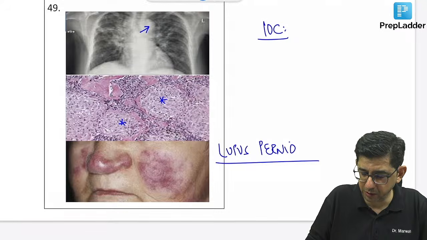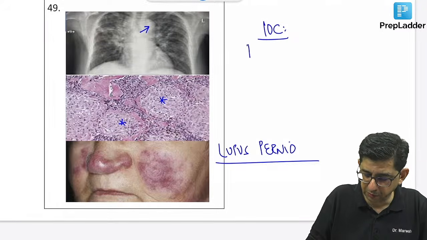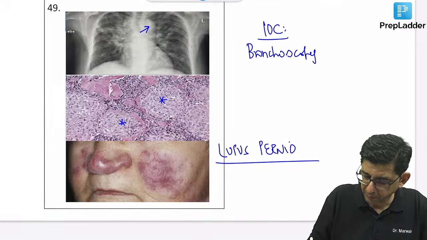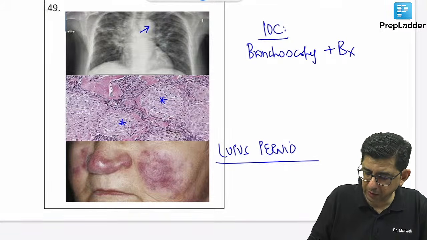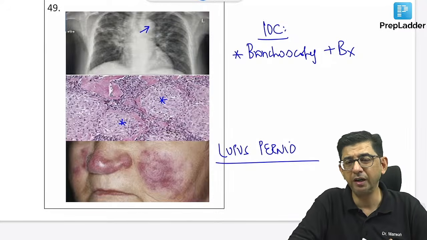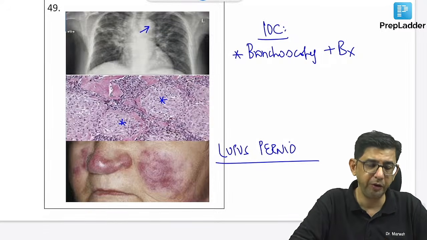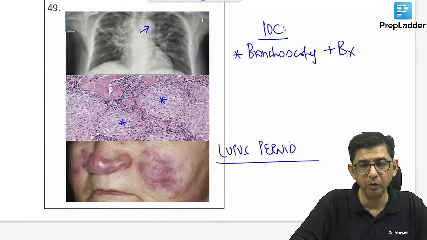I mean, wherever possible in this particular patient, our first answer would be a bronchoscopy and a biopsy. And this bronchoscopy would enable us to take a sample, whether from the lymph nodes or from the lung tissue in a patient. So, bronchoscopy with a biopsy.